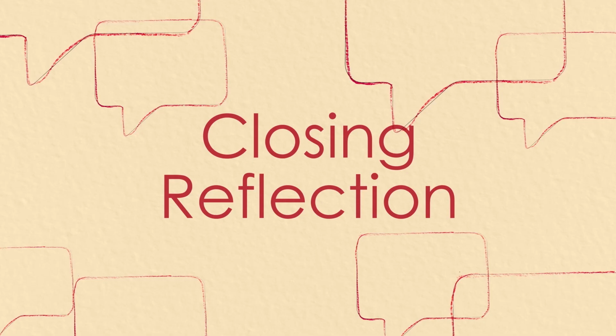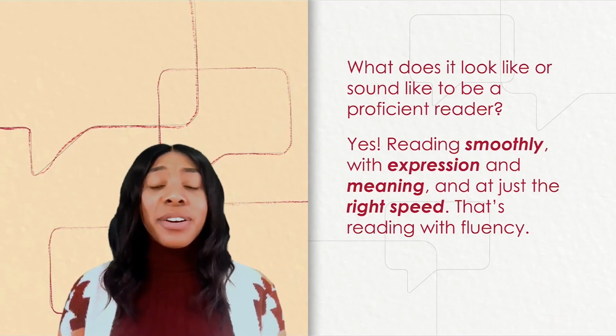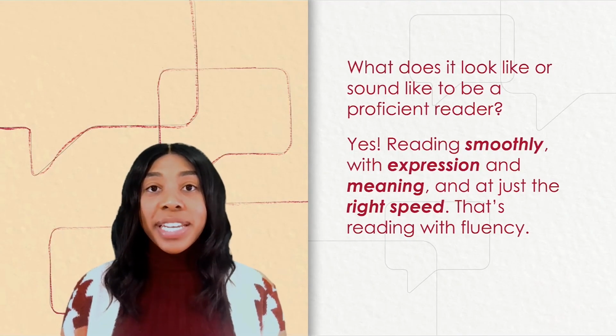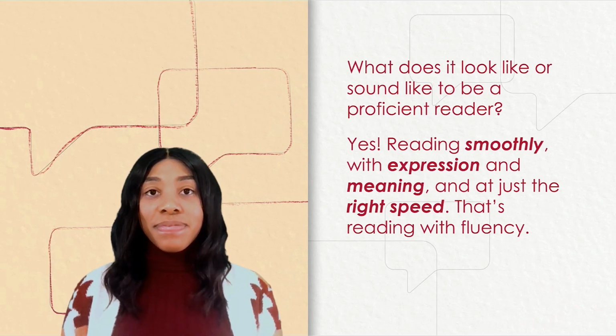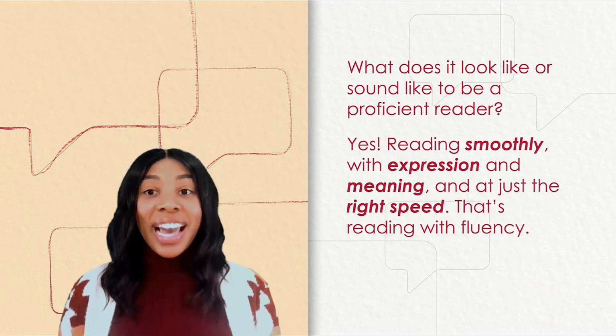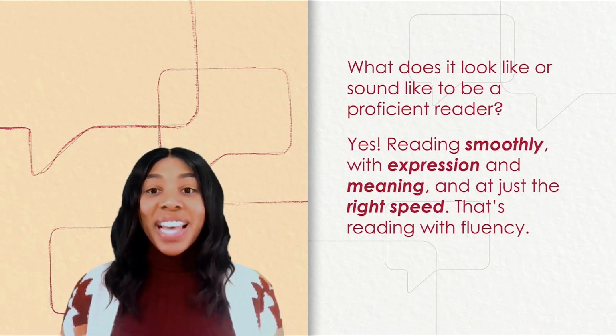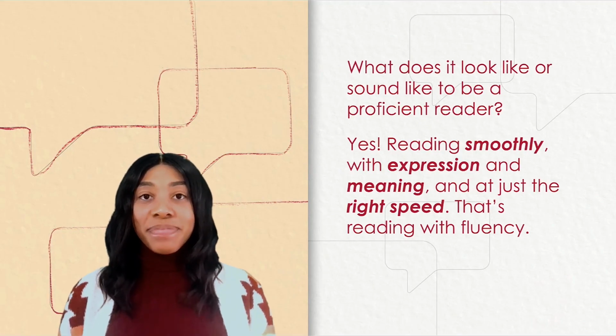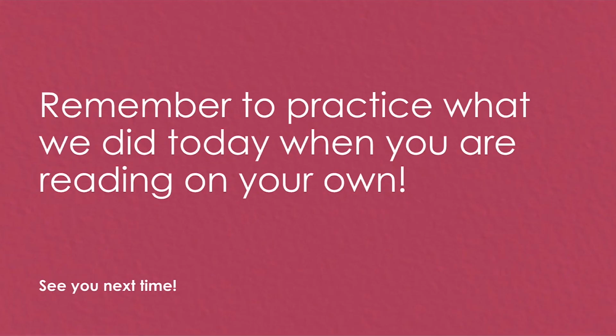Closing reflection. What does it look like or sound like to be a proficient reader? Reading smoothly with expression and meaning and at just the right speed. That's reading with fluency. Remember to practice what we did today when you are reading on your own.